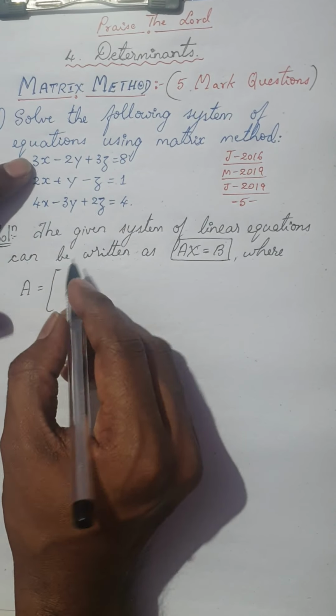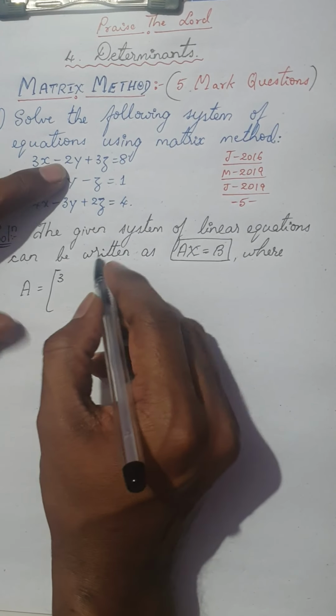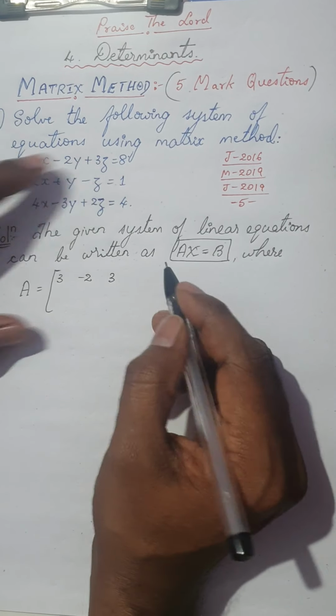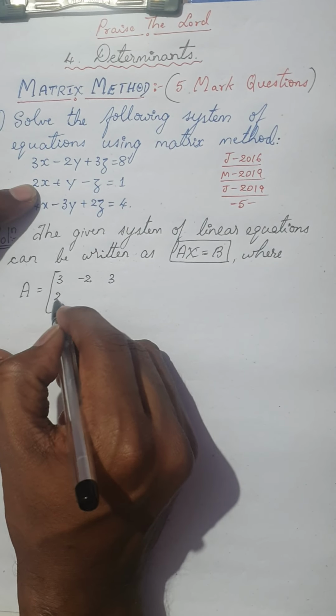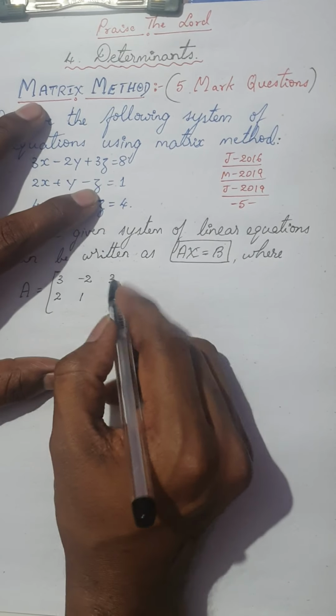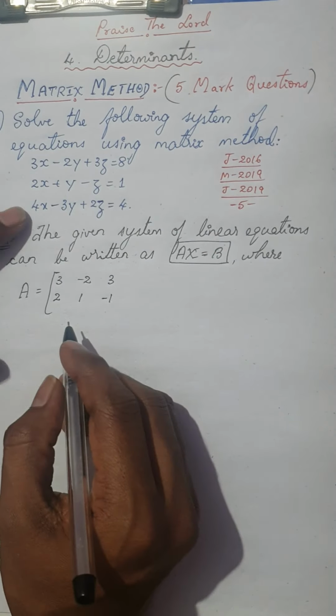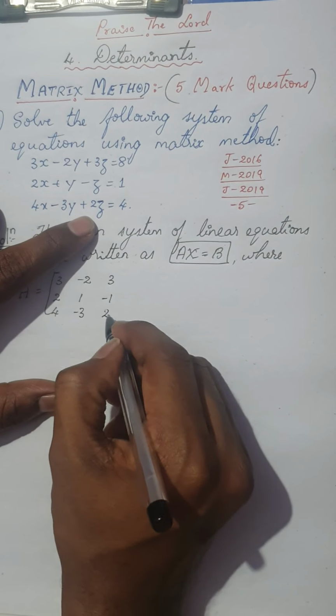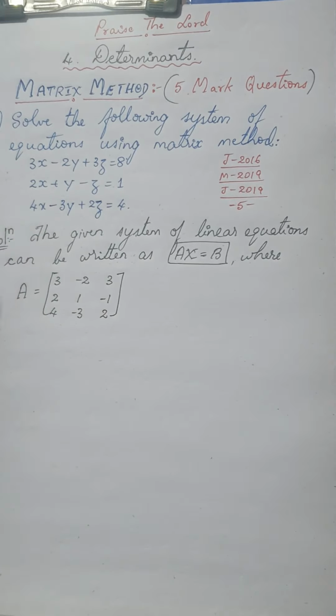So take the coefficient of x, which is 3, coefficient of y, -2, and coefficient of z, 3. Now the second equation: coefficient of x is 2, 1. If you have a negative sign, kindly take it. Next, the coefficients here are 4, -3, 2. So this will be my matrix A.